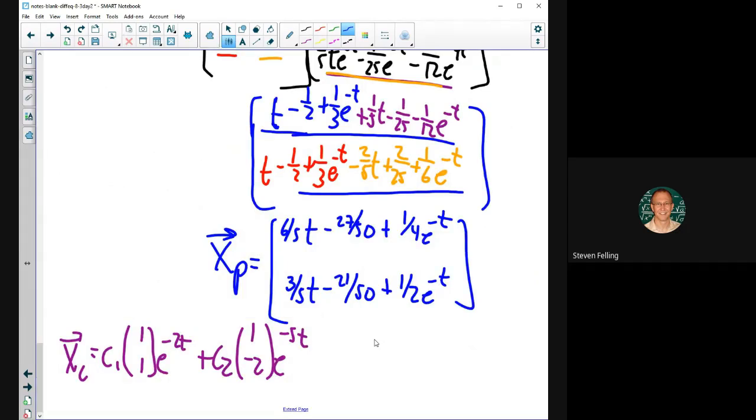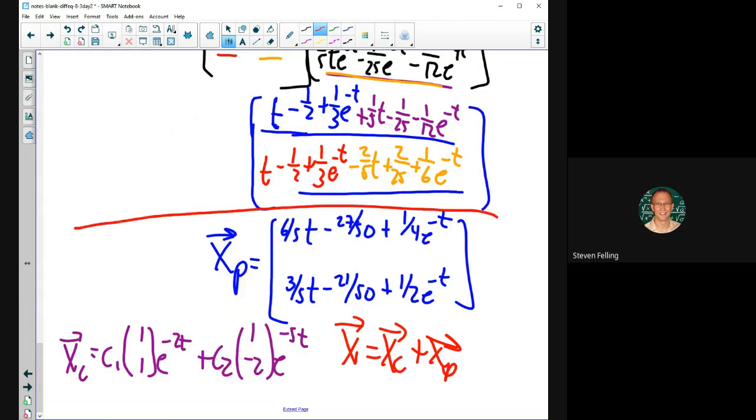Okay, now that we have our xc and we have our xp, we can just finally state that the general solution is equal to xc plus xp. And that's it. So these together form the entire solution. All right. Now that's pretty dang intense, I would say.